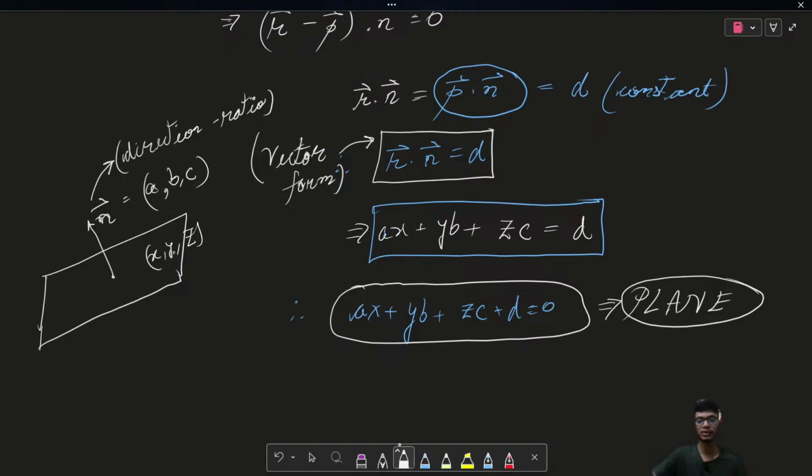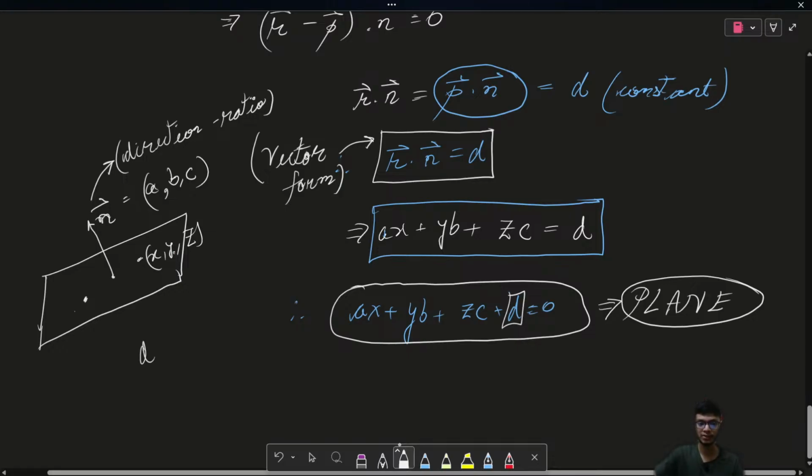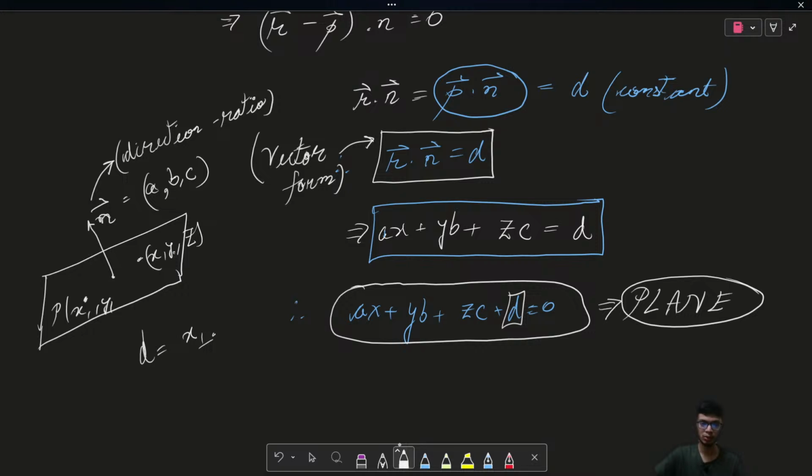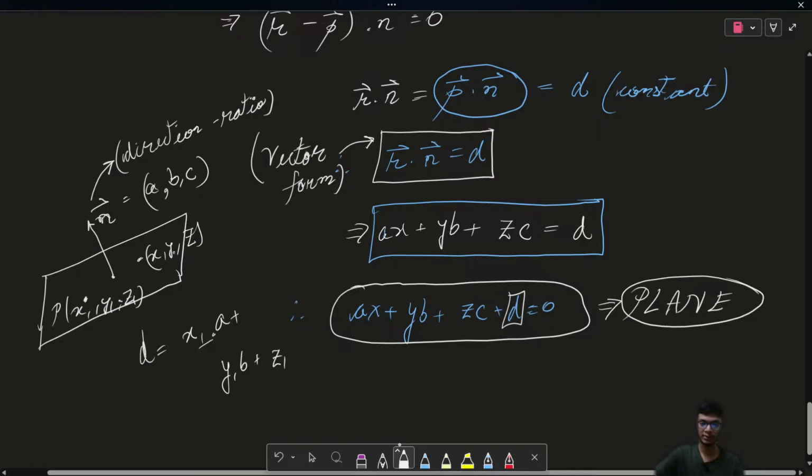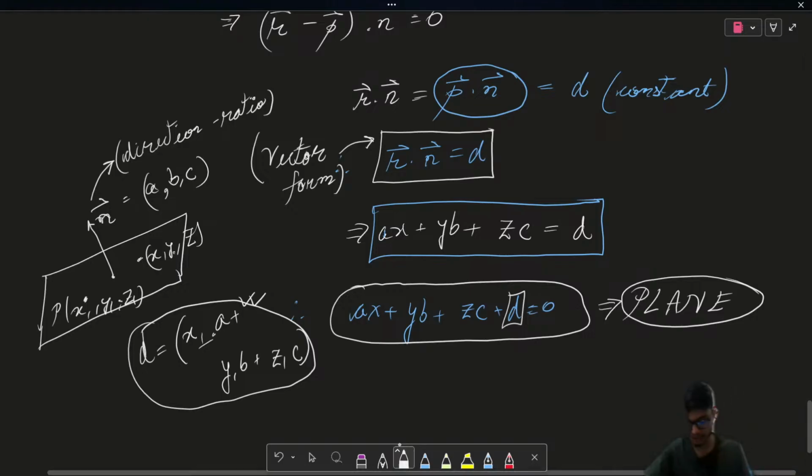So x, y, z is any random point on the plane, and whatever d you are seeing over here is simply obtained from the known point. Let us say x1, y1, z1 is my known point, then d can be obtained as x1 a plus y1 b plus z1 c. So this is how I obtain my constant value d. Okay, is this part clear? Is this formulation clear to all of you?